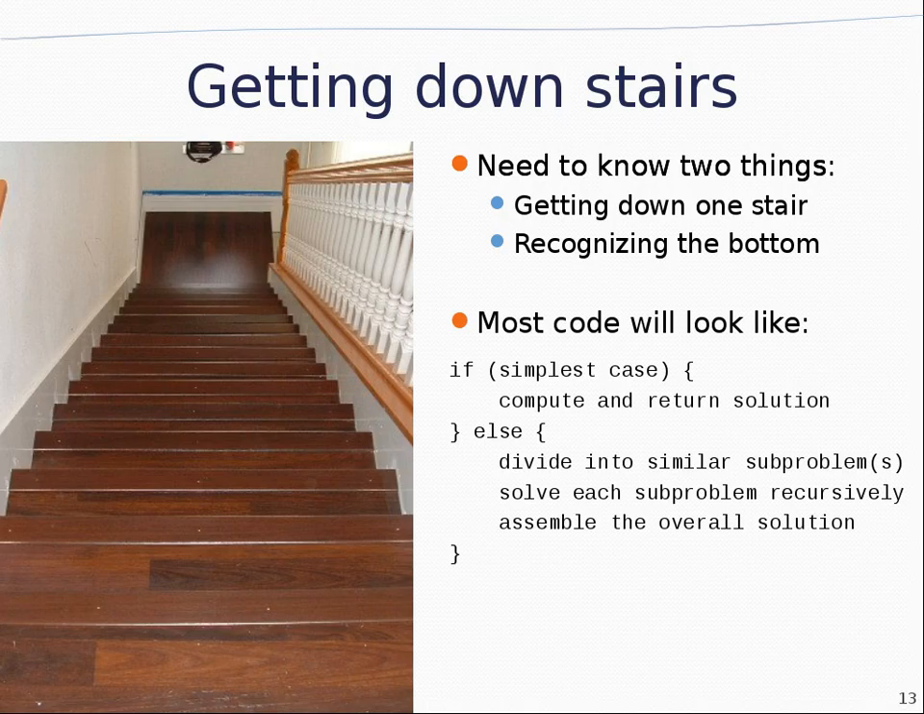So the code may look like this: the simplest case, compute and return the solution. What would be the simplest case here? You're already at the bottom. The simplest case, you're at the bottom, right? You're done. You don't need to do anything. Otherwise, divide into smaller problems. Go down the step and then call ourselves, or do the recursive call.